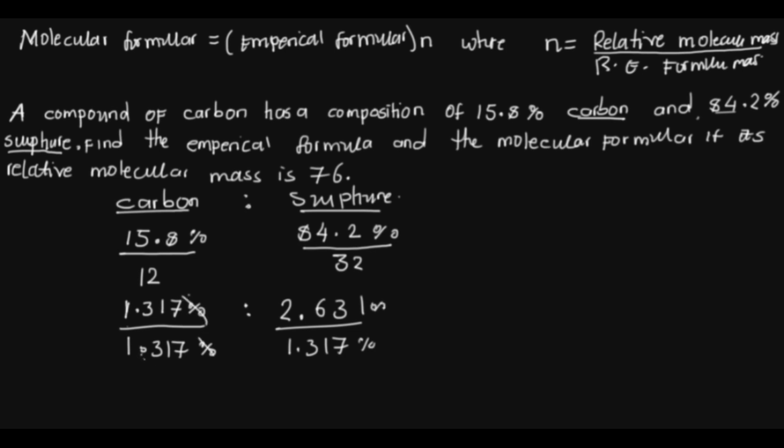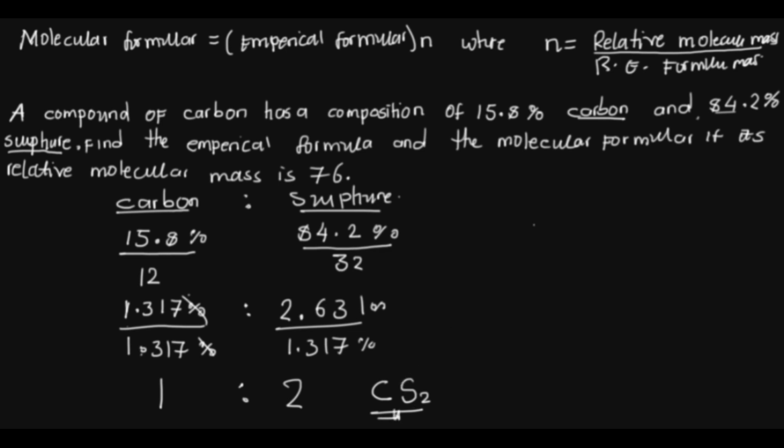So 1.317 into 1.317 is just 1. Then if we divide 1.317 into 2.631, we get 2. So what this means is, since 1 is in line with carbon, there is 1 atom of carbon and there are 2 atoms of sulfur. So the empirical formula, we have C1, then S2. So this is now our empirical formula.